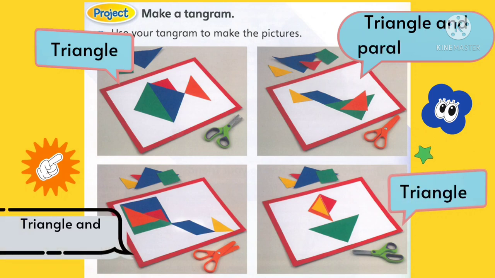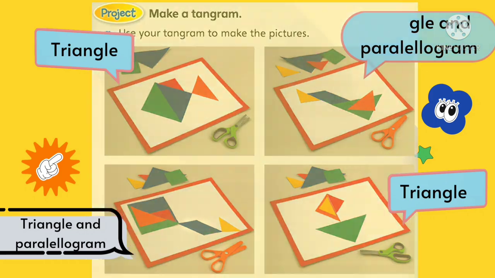Okay, if you refer to your textbook, page 31, you can see how to make Tangram, making pictures using shapes in Tangram. Okay, in your textbook, it shows that using triangles in Tangram, you can make a fish. You can also make birds using triangle and parallelogram. Okay, we can also make a kite and we can also make a boat.